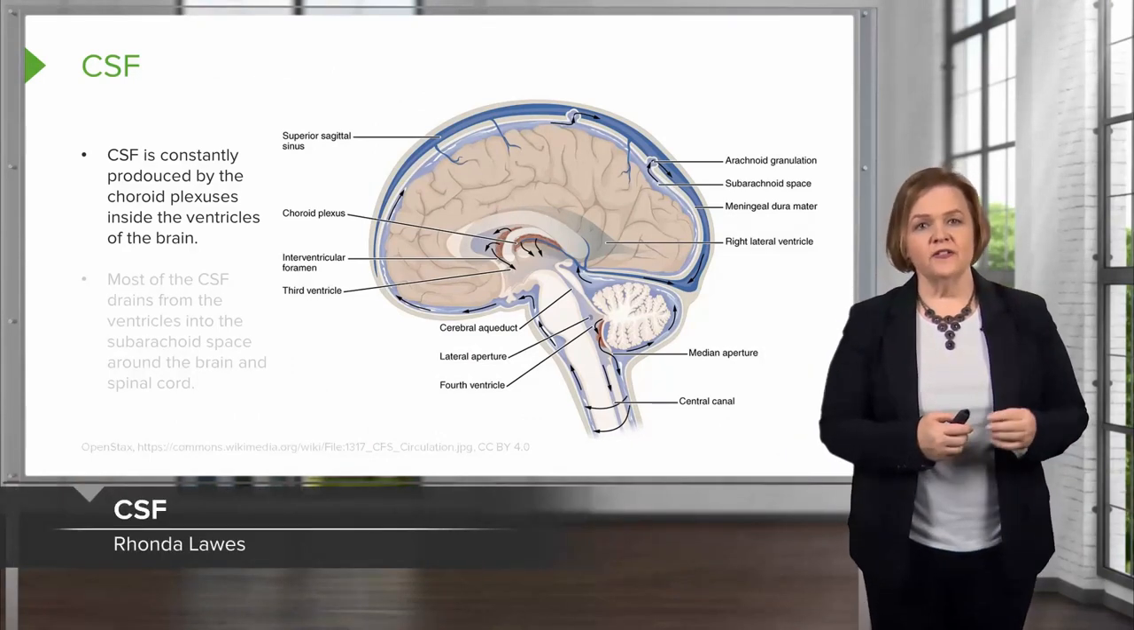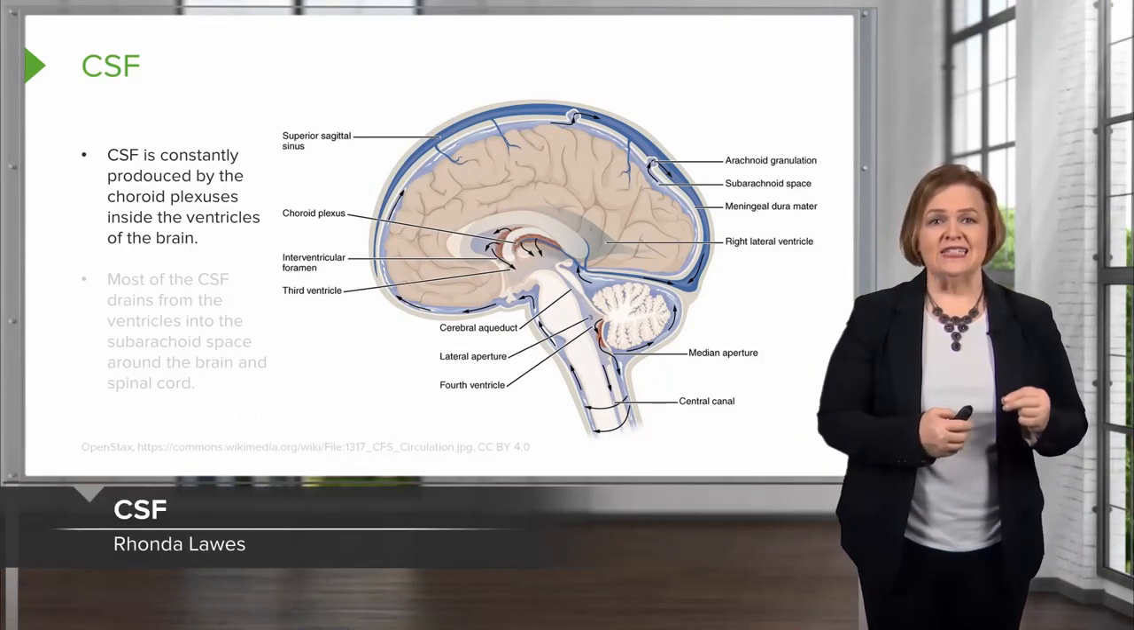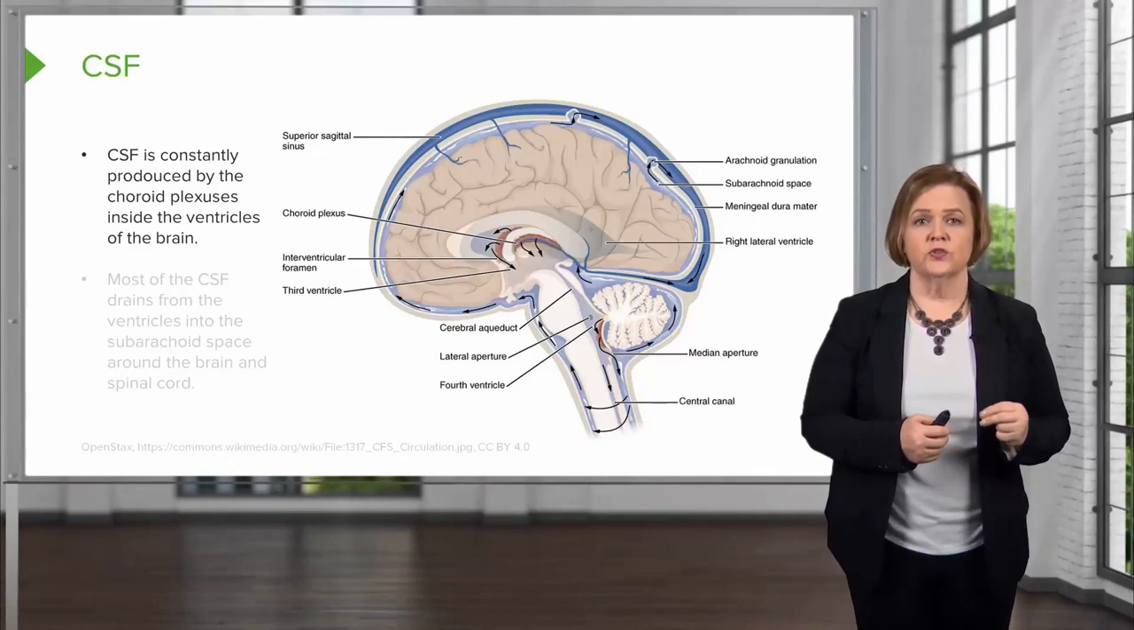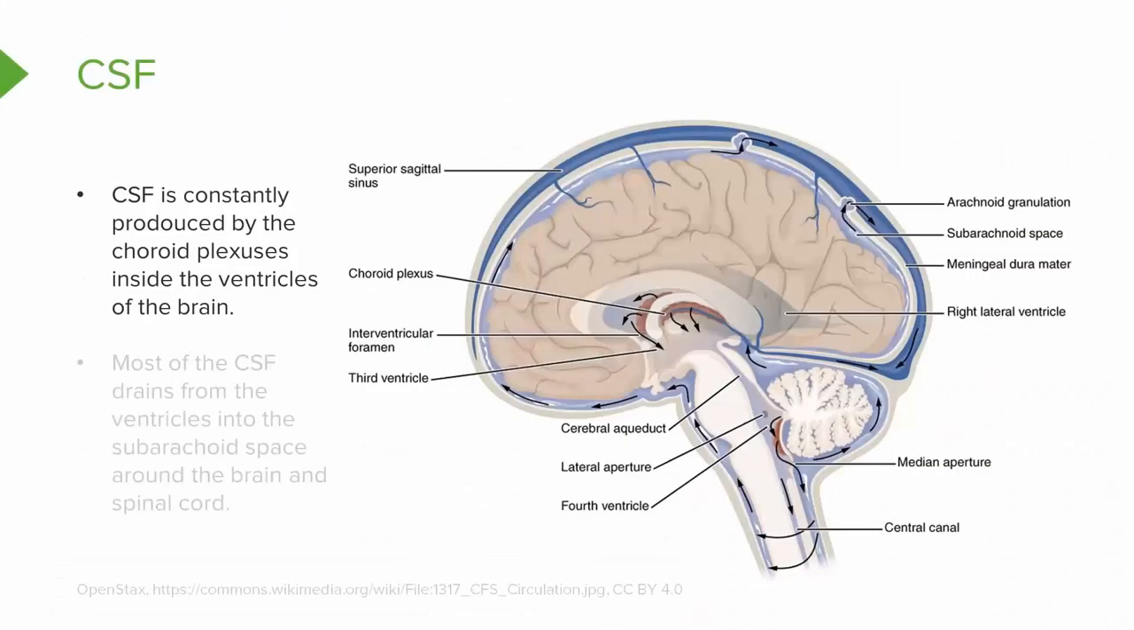Okay, now CSF. Cerebral spinal fluid is constantly being produced by the choroid plexuses inside the ventricles of the brain. Now, we've got a great picture for you here. Always, if someone includes a picture, take the time to really look at it and study it. So what I want you to do now is to pause and look for the choroid plexus. You don't have to pause the video if you can find it right now, but I want to make sure you put your finger on the choroid plexus before we go on.